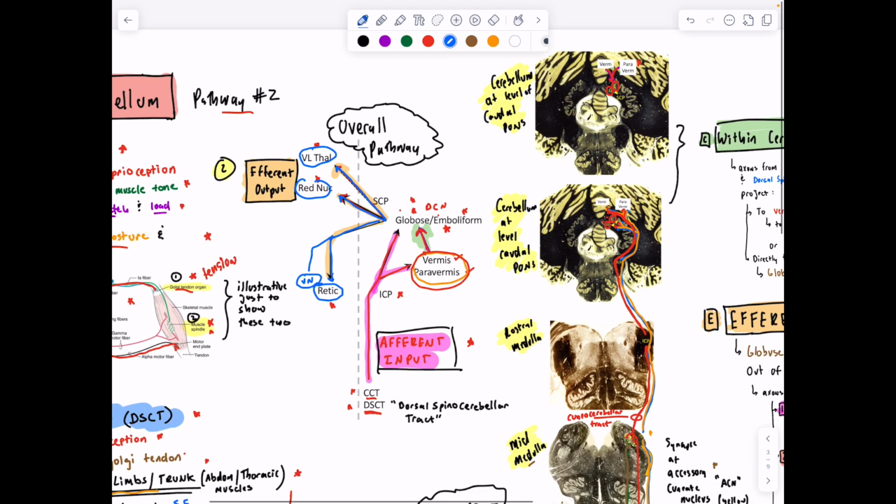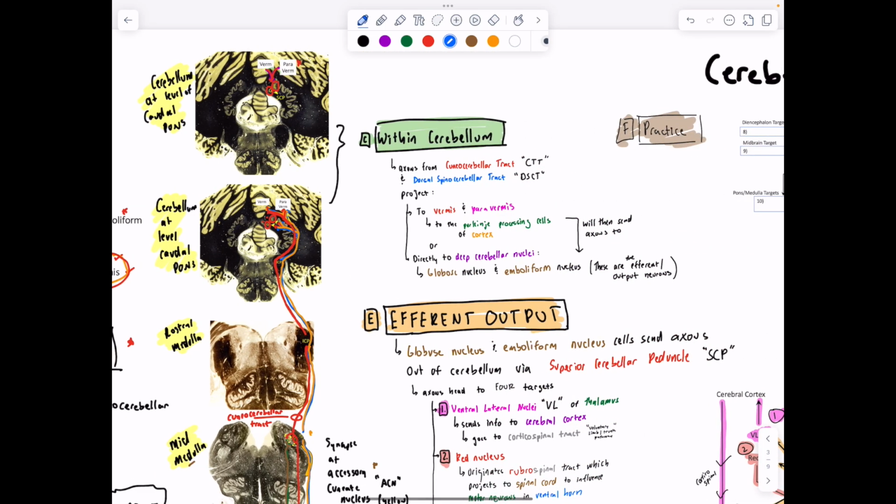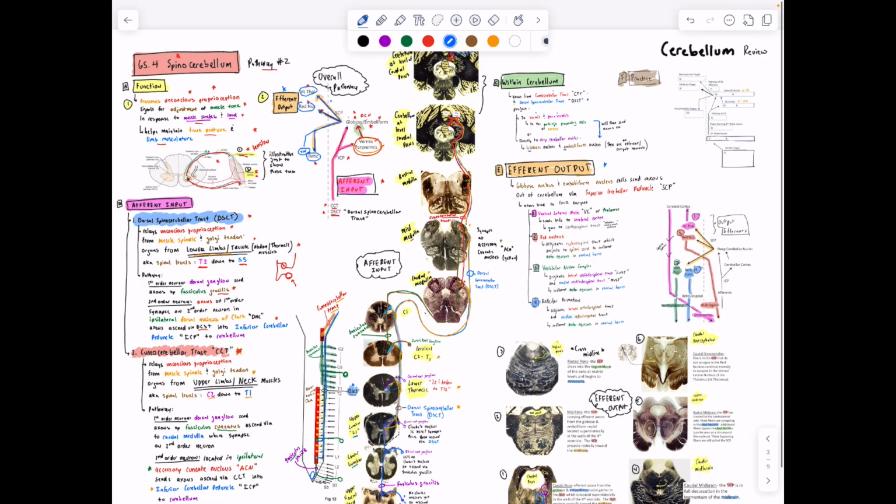All right, so let's talk about the efferent output now. Okay, actually, within the cerebellum, we already kind of talked about this, but whatever. So axons from the cuneo-cerebellar tract, CCT, or the dorsal spinal cerebellar tract, again, cuneo-cerebellar is neck, dorsal spinal cerebellar is below, and this is all unconscious proprioception information. It's going to go to the vermis and paravermis of the cerebellar cortex, and then from there, it's going to send its axons to the deep cerebellar nuclei, globose and emboliform, and then from there, you're going to go to your efferent output, okay? So the efferent output, this part, we have our ventrolateral thalamus, red nucleus, vestibular nucleus, and reticular formation.